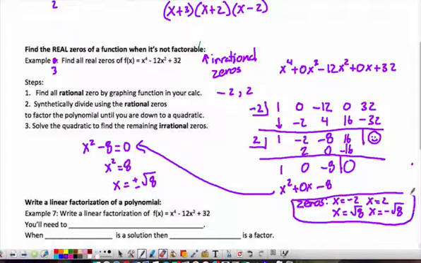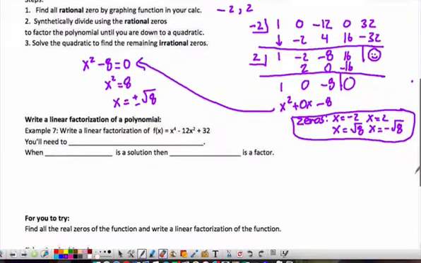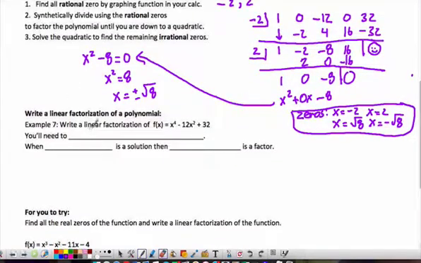All right, what else can we use all this information for? The last thing that I want you to be able to do is to write a linear factorization. So first thing you're going to have to do is find all the zeros. Well, we just did that. We found all the real zeros. When I show you how to find imaginary zeros, then we will find those as well. And then we'll have to write the linear factorization. But for now, let's just do it with these real zeros.